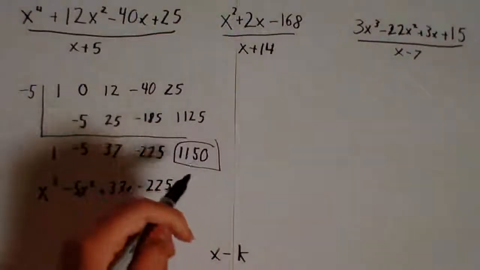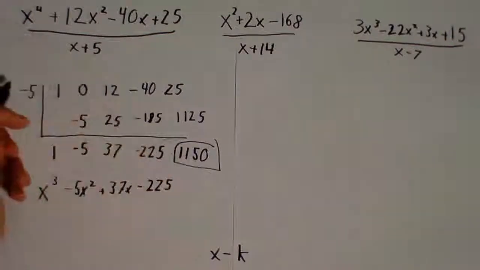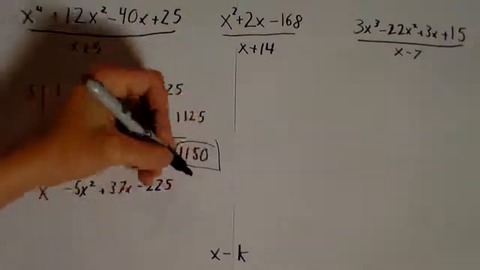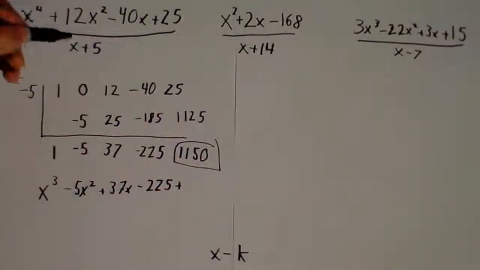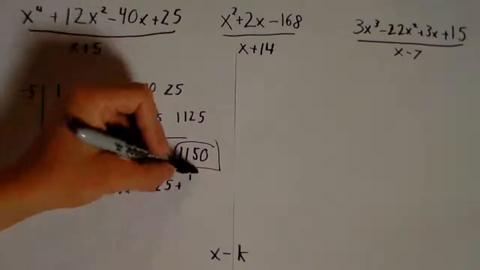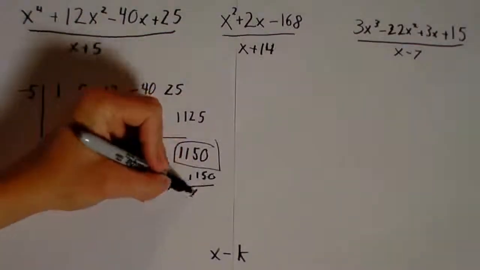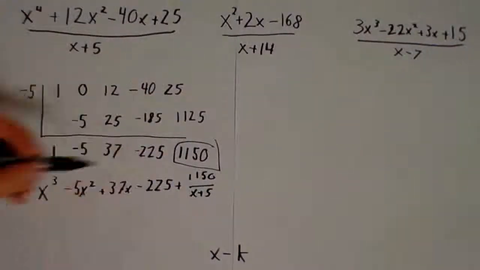1,150. And if we want, we can rewrite this as 1,150 over x plus 5, because x plus 5, remember, is our divisor. So remember, from arithmetic, we can just add the remainder over the divisor to the end of the problem. So that is what our final answer should look like for this problem.